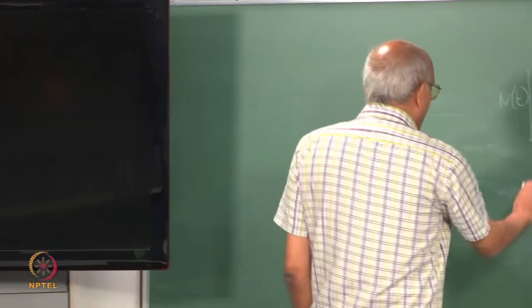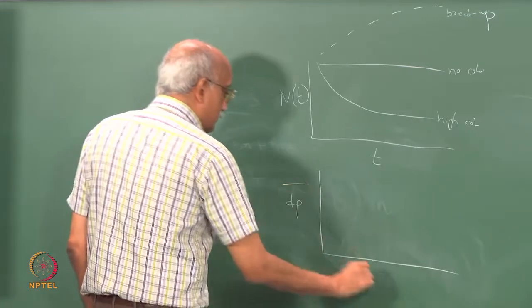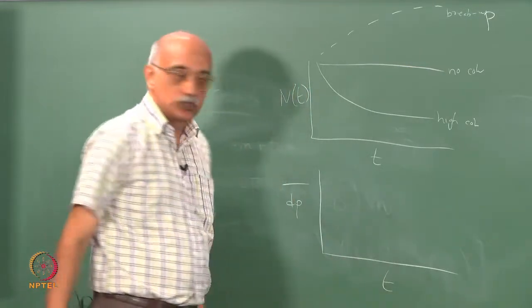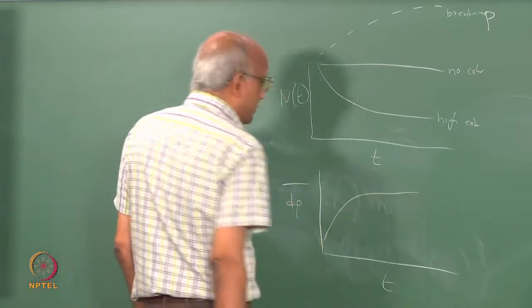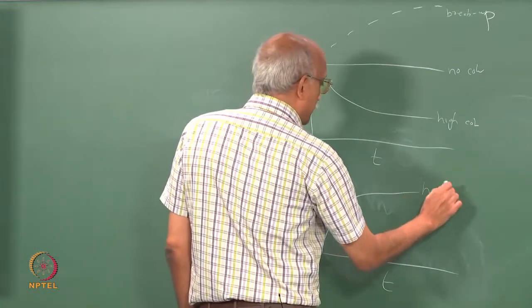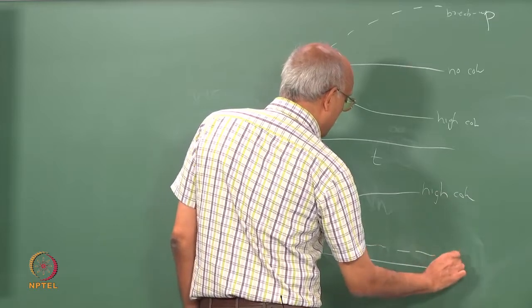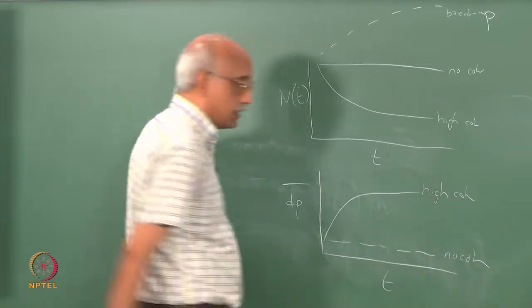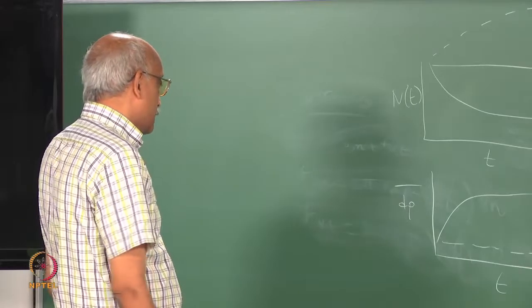Okay, and then if you plot mean size versus time, you should see the reverse trend, right? Initially you should start with a low value and go to a high value, and this is under highly cohesive conditions, and under no cohesive conditions this is the kind of behavior. The particle size will also remain constant.